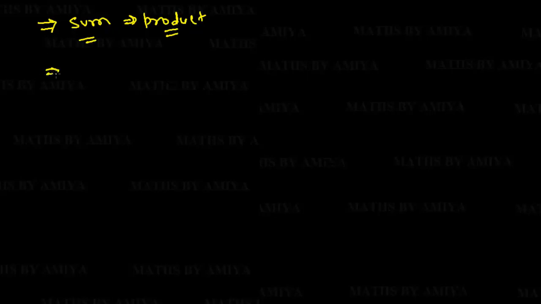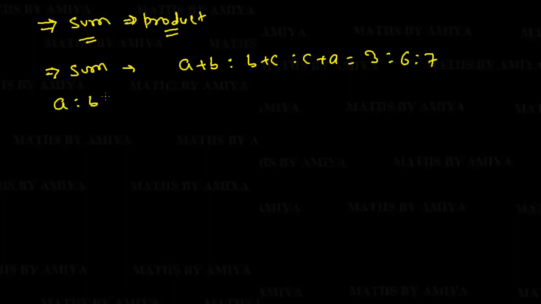Let's start with summation. Say the ratio of A plus B is to B plus C is to C plus A is nothing but 3 is to 6 is to 7. Then find the ratio of A is to B is to C. We have three variables A, B and C, and we have taken the summation of two in all possible combinations and we have a ratio. Now we are looking for the simplest form.